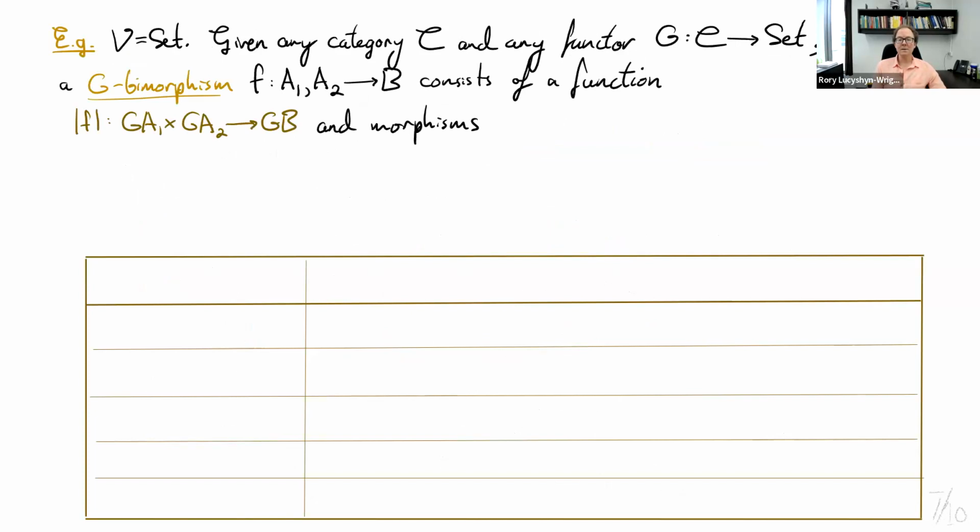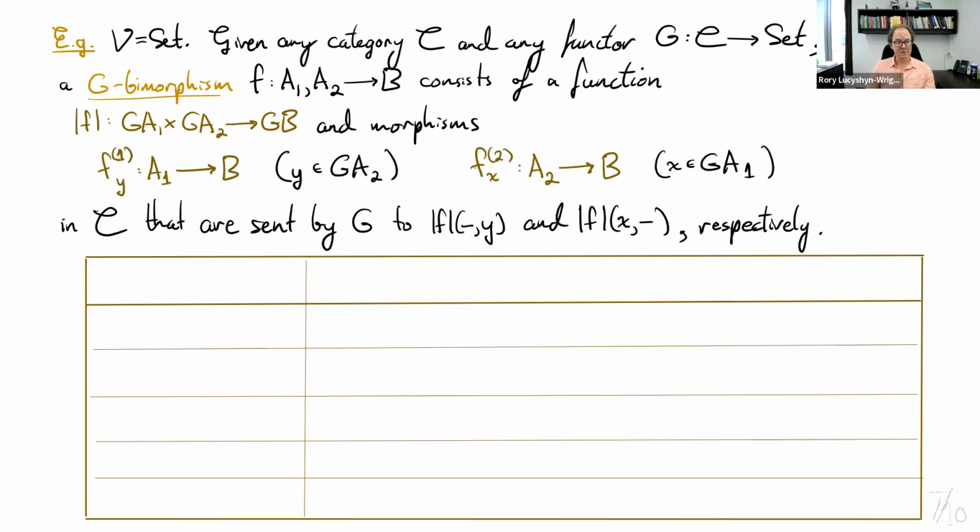And we can look at these G multimorphisms, in particular, the case where we just have two inputs, so to speak. We have a list of two objects, A1 and A2. We obtain the notion of G bimorphism, F, from A1 and A2 to B. And this consists of a given function, vertical bars F, from G at A1 times G at A2 to G at B. And then two further morphisms, families of morphisms actually.